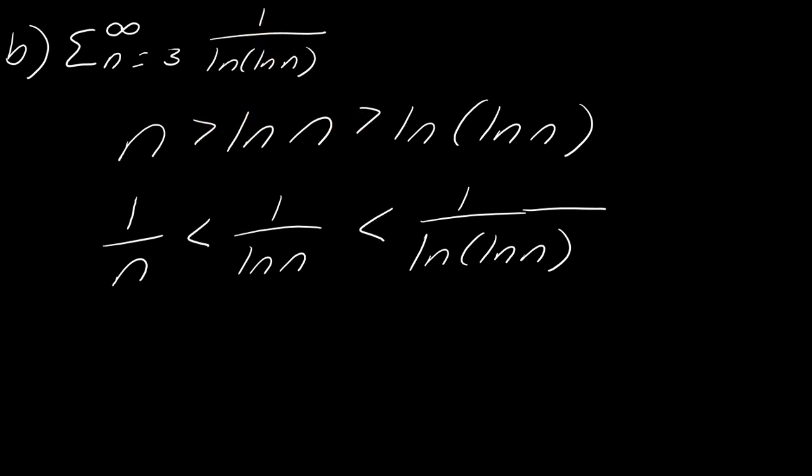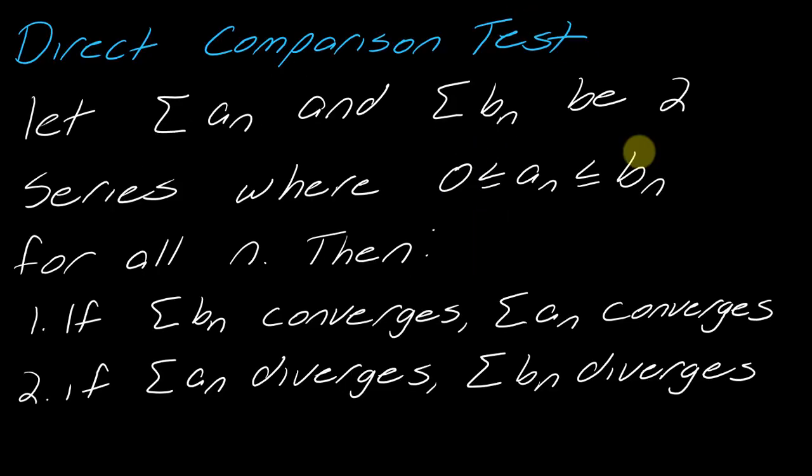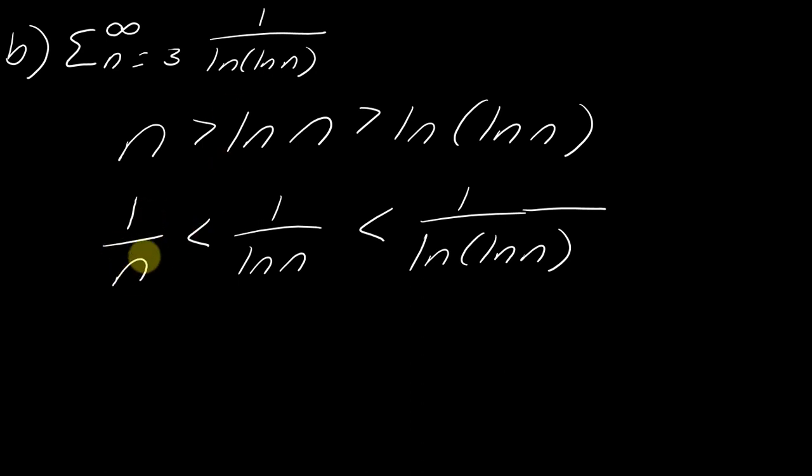Boom, boom. Okay, so now this is what I was talking about with the direct comparison test. In this case, the series that I'm comparing to is smaller than my original one that I was given. But now that it's smaller, if the smaller one diverges, then the bigger one diverges. So I've set this up in such a way that I can see that this is the smaller one. And I know that this series is known as the harmonic series, and it's a type of p-series. So this diverges.